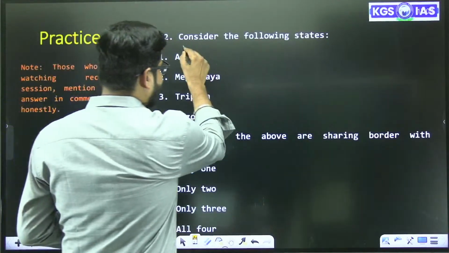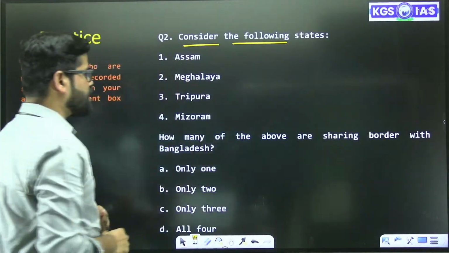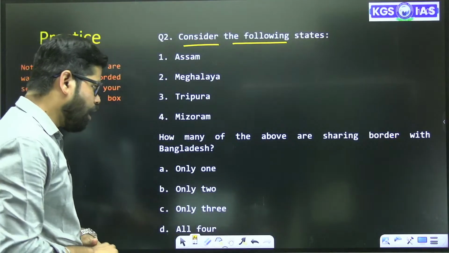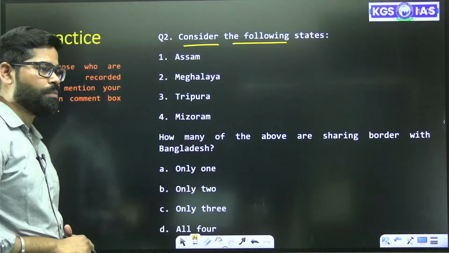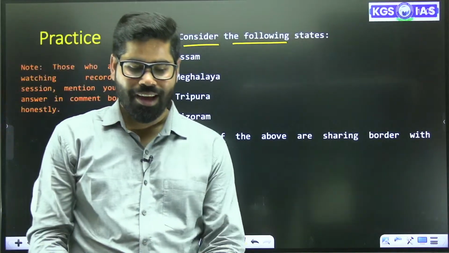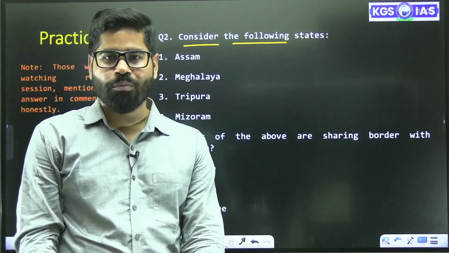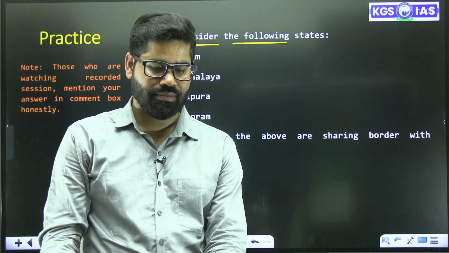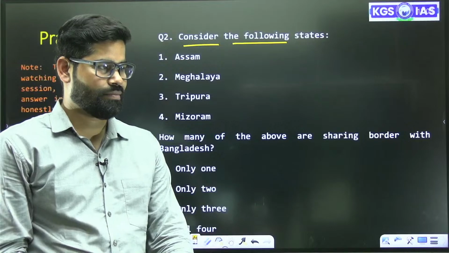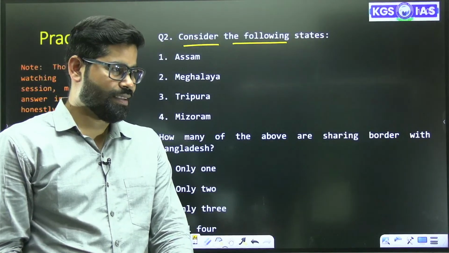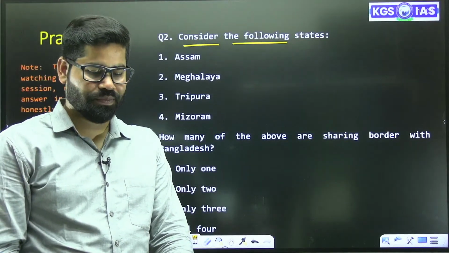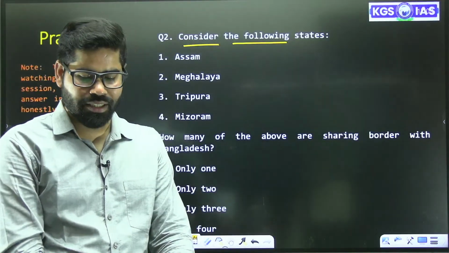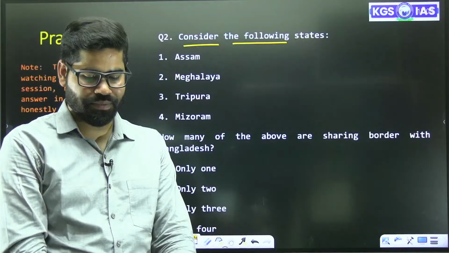Now see the second question here. Consider the following states: Assam, Meghalaya, Tripura and Mizoram. How many of them are sharing a border with Bangladesh? So this is question number 2.